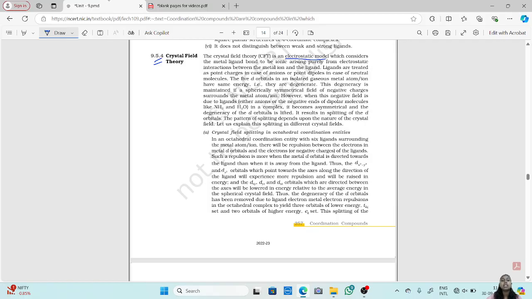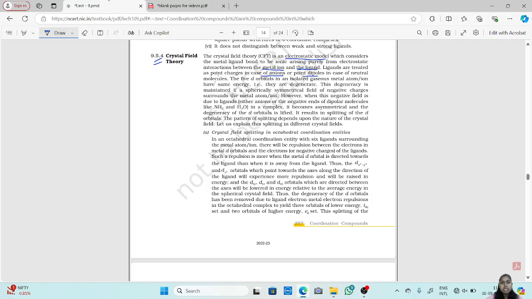They consider the metal atom and ligand to be ionic in nature, and their bond formation is basically due to the electrostatic interaction between the metal ion and the ligand. Ligands are treated as point charges in case of anions and point dipoles in case of neutral molecules.